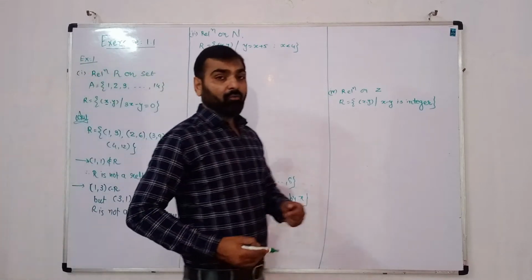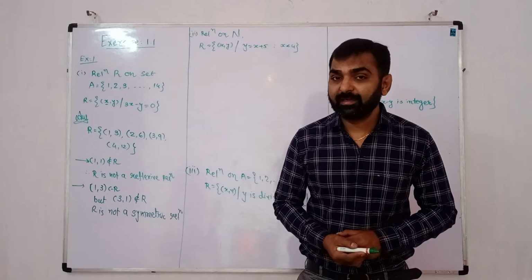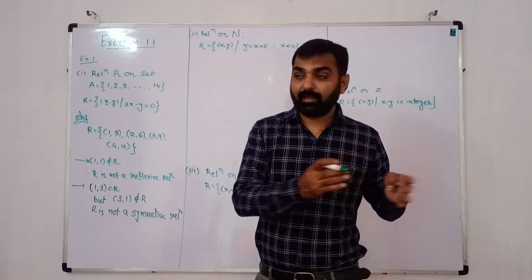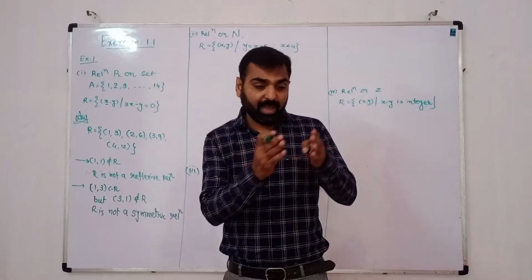Okay. Now for the transitive. In transitive what happens? So (a, b) and (b, c). Here it is (x, y), so (x, y) and (y, z).